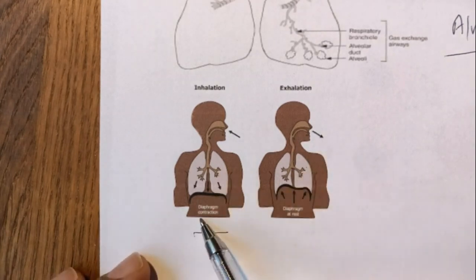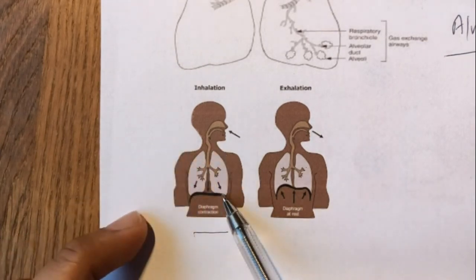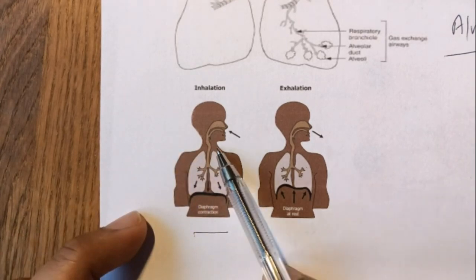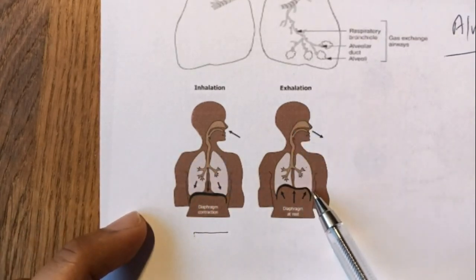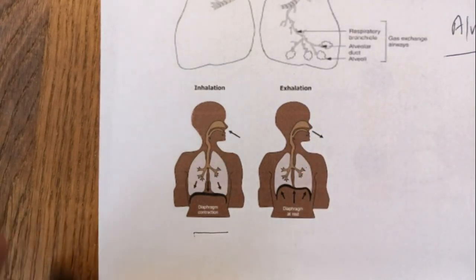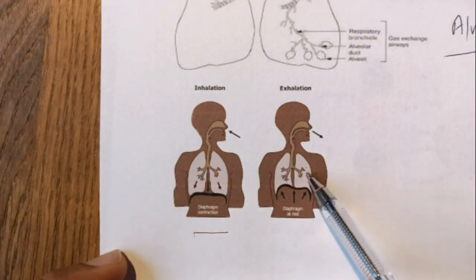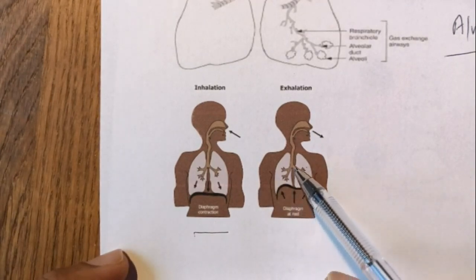So inspiration takes place with the contraction of the diaphragm as well as other muscles of the chest wall and neck, whereas exhalation or expiration takes place when the contraction stops. It happens automatically. When the contraction stops, the chest wall and the lungs just recoil back, collapse back, and the air is pushed out.